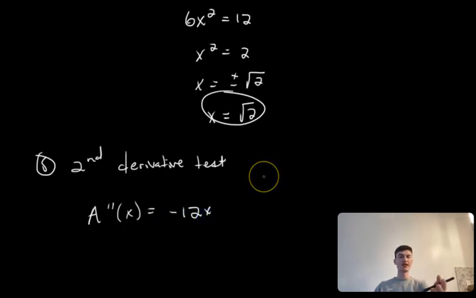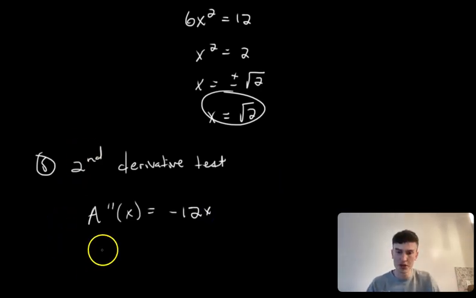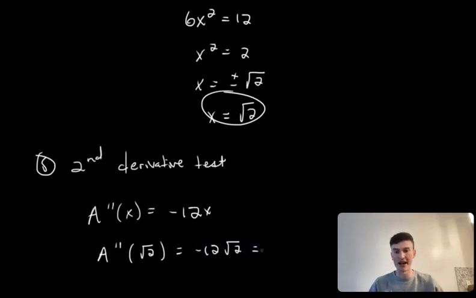And to do the second derivative test, you plug the critical point into the second derivative. So we want to calculate f double prime of root 2, which is negative 12 root 2, but don't worry about what it actually is. The main takeaway is that it's negative.